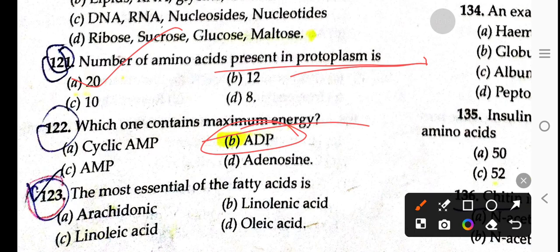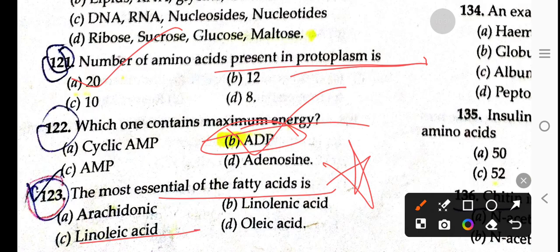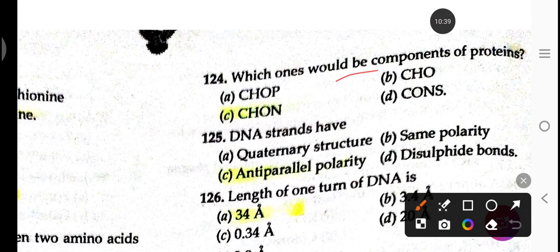ATP has more energy as compared to ADP, and AMP has less energy as compared to ADP. So in this case it is option B. The most essential fatty acid is linoleic acid, which is also called omega 6 fatty acid. Which one would be a component of the protein? So it is carbon, hydrogen, oxygen and nitrogen.